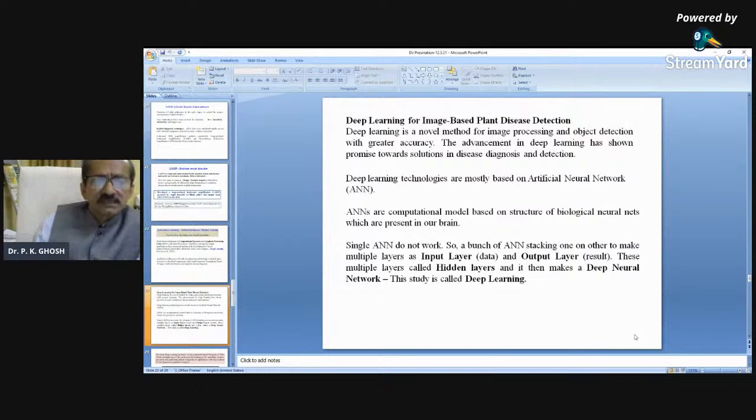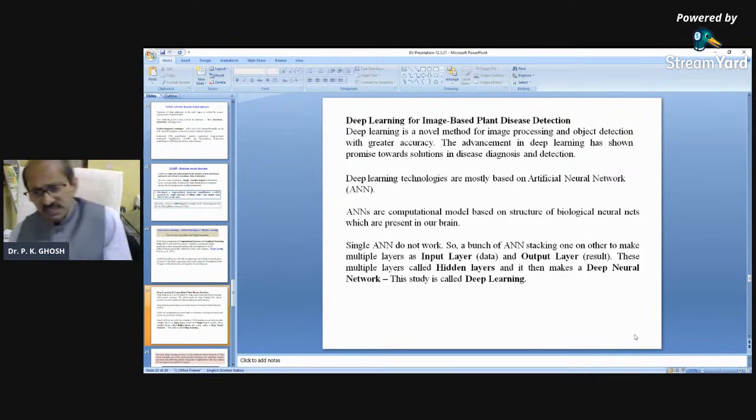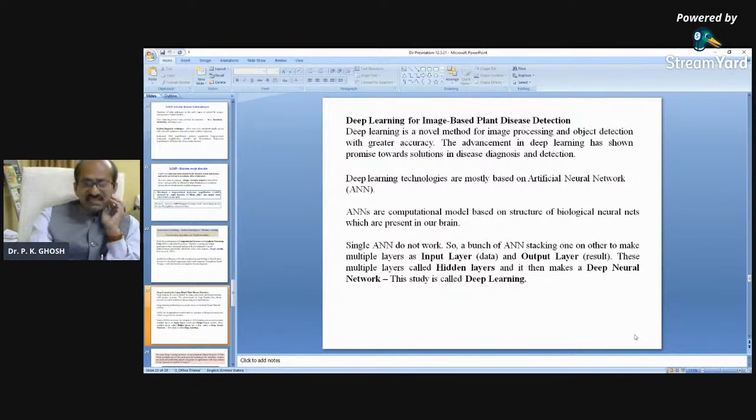I'm not going to read through this deep learning; there are many engineers who can better understand it. But it develops an image for detection of the plant disease or pest. One thing I can say: deep learning techniques are mostly artificial neural network based, but a single artificial neural network will not work for disease identification. A bunch of ANNs stacked on one another is required to make multiple layers, such as an input layer and an output layer. These multiple layers are also called hidden layers, and ultimately this makes a deep neural network, which we understand as deep learning.